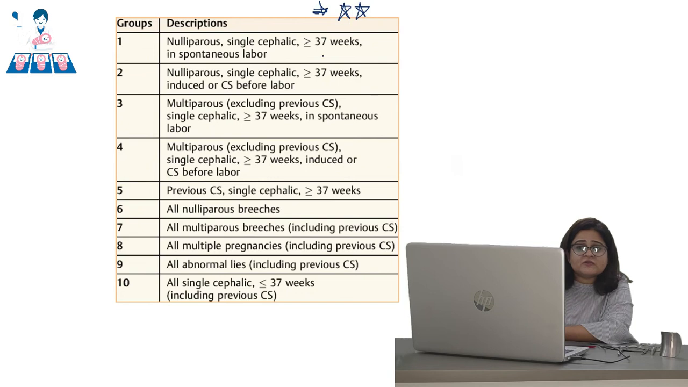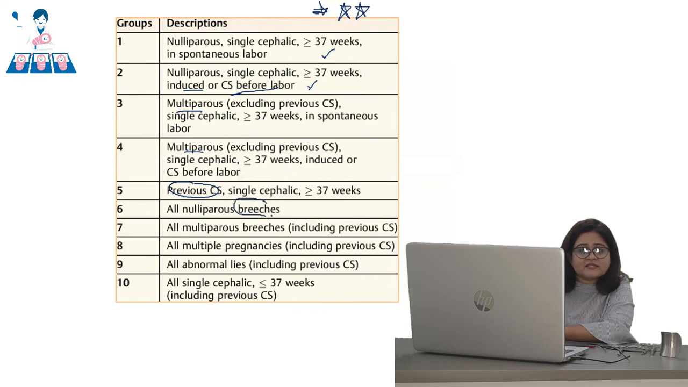So what is class 1? It is nulliparous, term, cephalic. So a primary gravida, term, cephalic presentation in spontaneous labor. If she ends up in a cesarean, it is Robson's class 1. Robson's class 2 is if she is induced, not spontaneous labor, or if she is taken up for an elective LSCS, or LSCS before labor. Similarly, class 3 and class 4 are the same, but it becomes multiparous excluding previous LSCS. Robson's class 5 are women who have a previous LSCS.